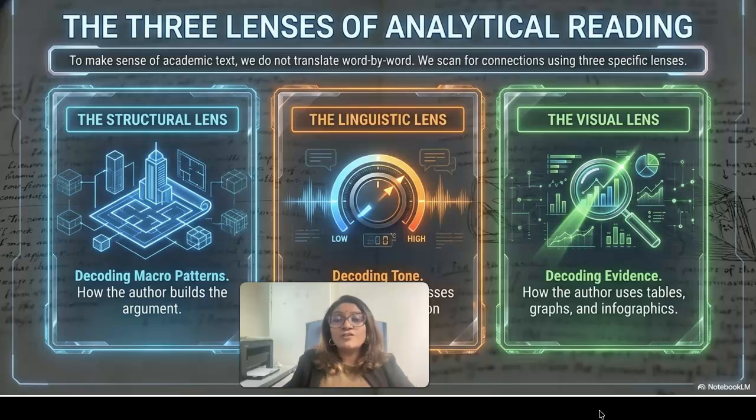So moving on, you need to make sure that you understand in terms of three aspects, which is the structural lens, the linguistic lens, where you are looking at the way how the author actually conveyed the information, and finally the visual lens. That means you use the evidence presented, which is in the form of tables, graphs, or infographics, to actually make sense of the evidence.